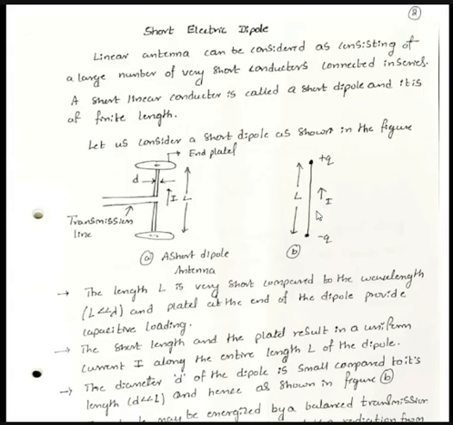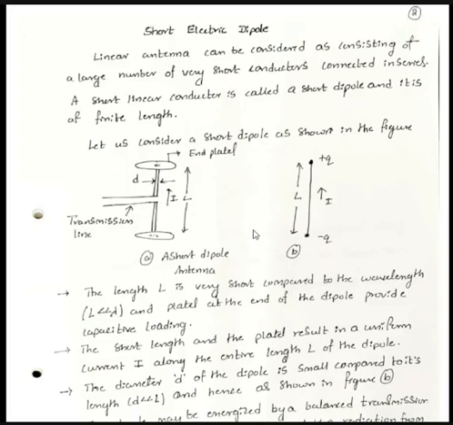So let us consider a short dipole as shown in the figure here. You can see this particular figure. Here we have a short electric dipole of length L, through which the current I is flowing, and the width of this dipole is small d. There is a transmission line connected exactly at the center of the dipole. There are two end plates here. This is end plate 1 and end plate 2.